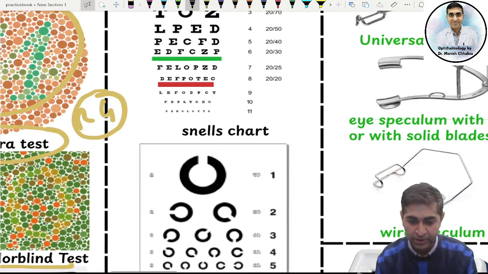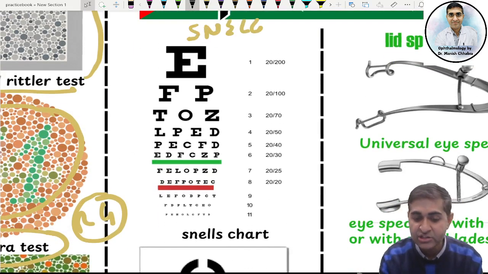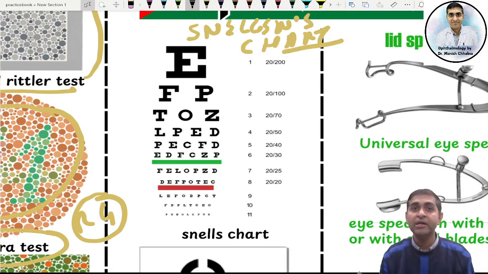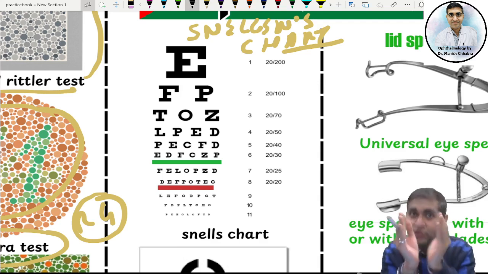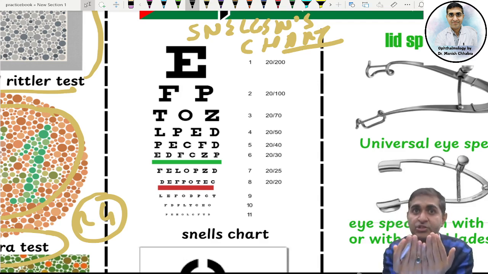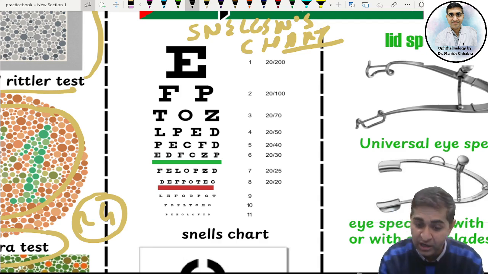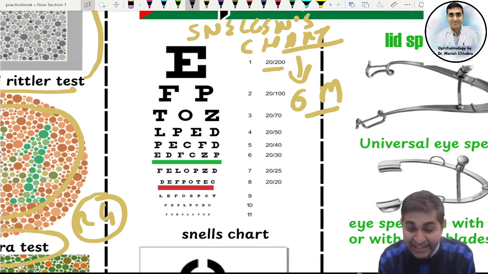Now what is this? This is your Snellen's chart. Snellen's chart is used for distant vision. It can also be used for near vision, but that is a different chart. Can you tell me the distance at which Jaeger's chart is to be placed for near vision assessment? It is 35 centimeters. This is a previous year question. For Snellen's chart, you keep it at a distance of 6 meters or 20 feet.